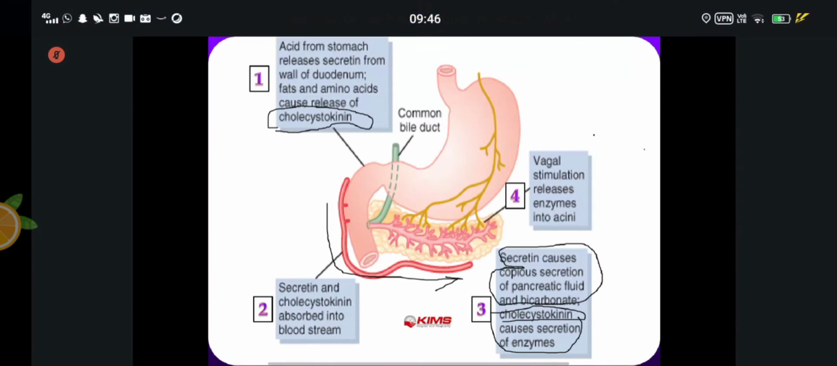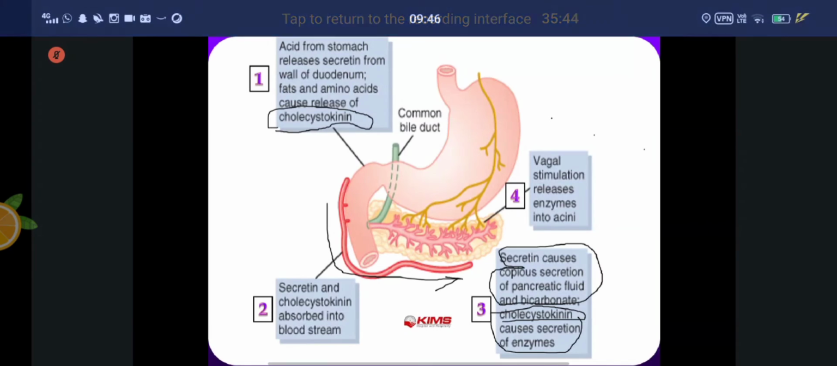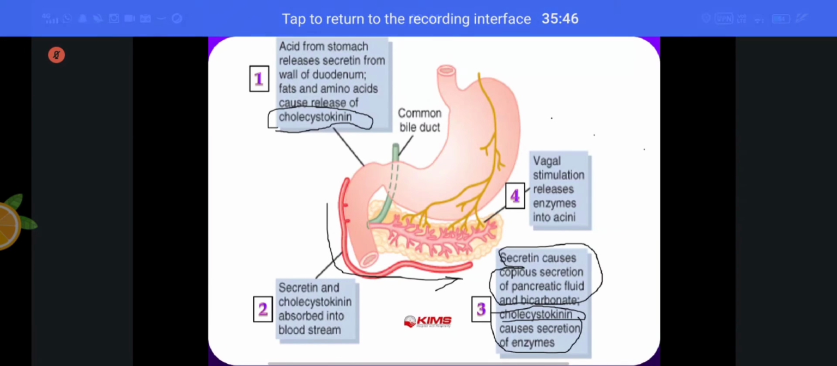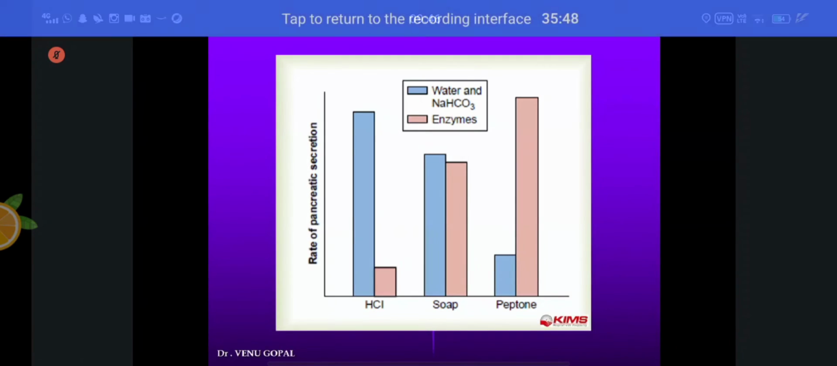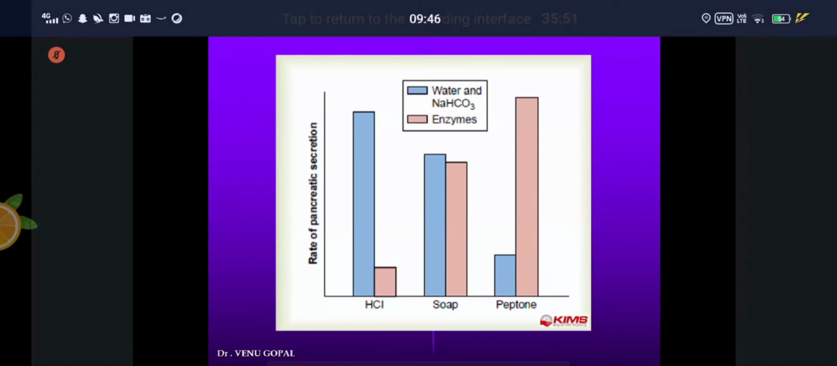This is a simple diagram. You can make it into a flowchart also. No need to have the anatomical diagram in physiology. So this is a concluding remark of the regulation and how it will be.